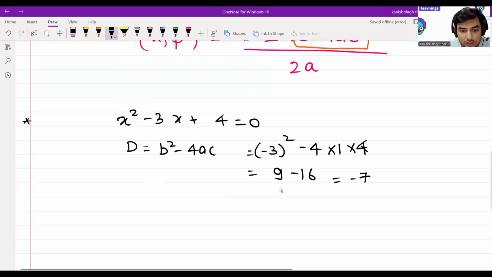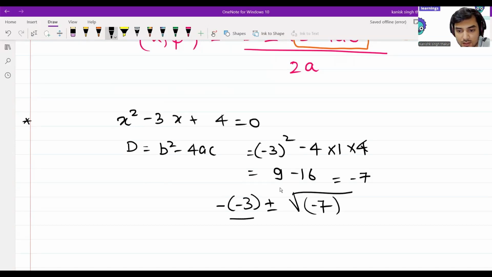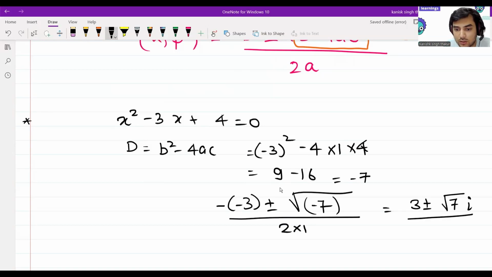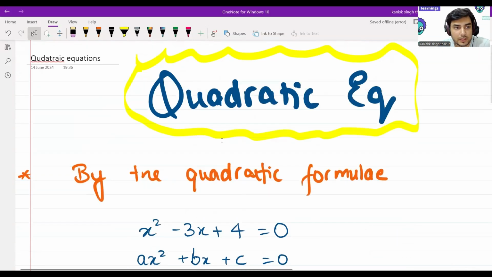Now I'll put the values in the quadratic formula. Minus b, so minus of minus 3, plus minus under root of b square minus 4ac, that is minus 7, and upon 2 times 1. So this would be 3 plus minus under root of 7i, you can take iota, and then 2. So this is how you use the quadratic formula to find the roots of a quadratic equation. Thank you.